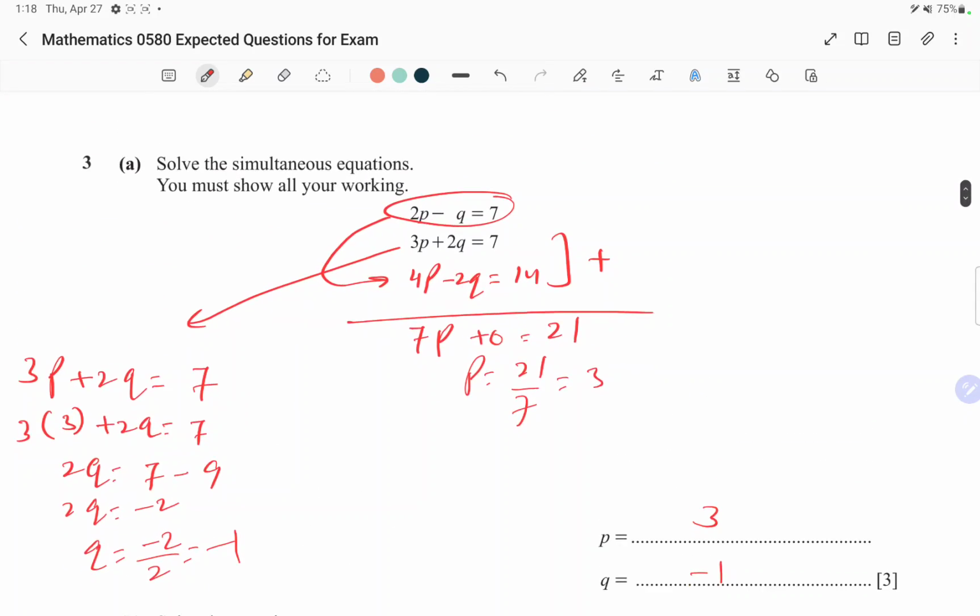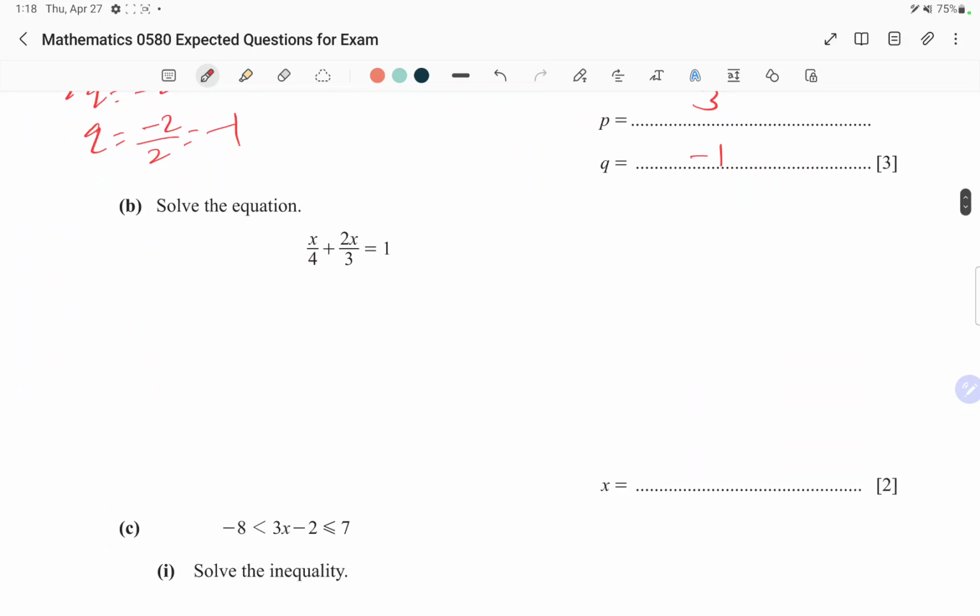Okay. So this is question number 3. I hope you understood. It was a simple question. I will not say this was difficult one. P equals 3, Q equals minus 1. Now come to the next question that says solve the equation x over 4 plus 2x over 3 equals 1.